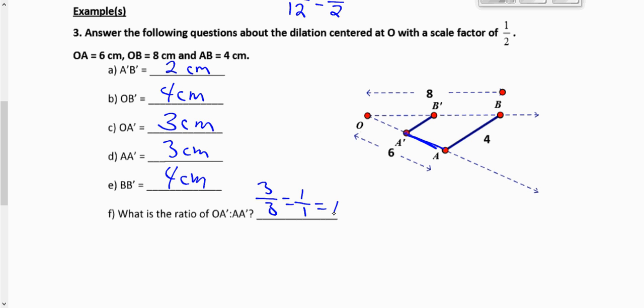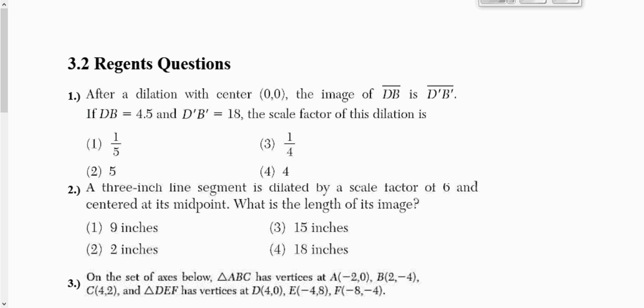All right, let's take a look at some Regents questions. Take a potty break. Let's take a quick break, and then we'll look at the Regents questions.